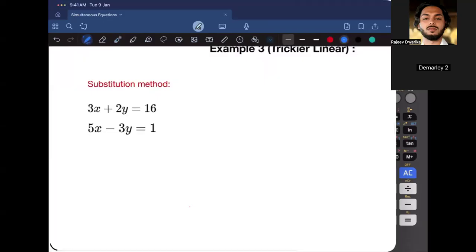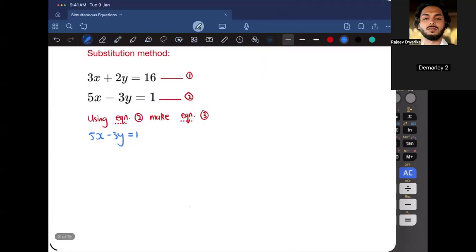Pick an equation to make equation 3 from. Can you use equation 1? No, 2. We want to make y the subject. Let's go for y. So we have 5x minus 3y is equal to 1. To make y the subject, you should probably move across the 5x.